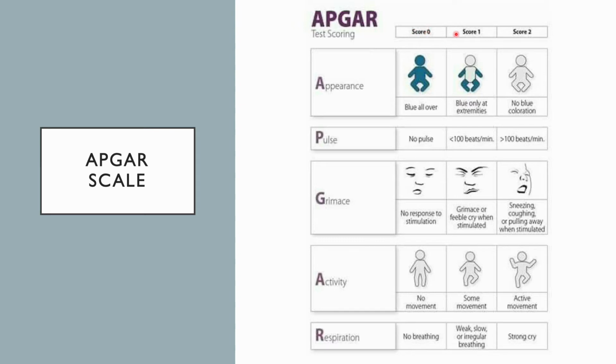And up at the top, you see scores, 0, 1, and 2. The way you get the numbers is you add up the scores. If the baby has no blue coloration, then it gets a score of 2. A heartbeat greater than 100, a score of 2. If it's sneezing, coughing, or pulling away when stimulated, a score of 2. If it has active movement, a score of 2, and a strong cry, a score of 2. If it has any of the features in column 1, score of 1, and then you add all of these up, and that comes up to your total score. You ideally want to score between 7 and 10.